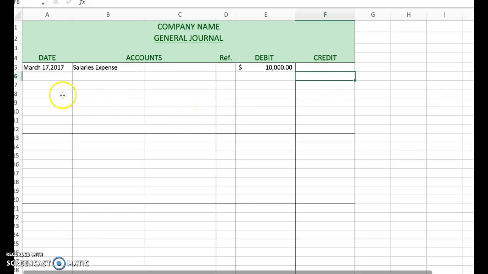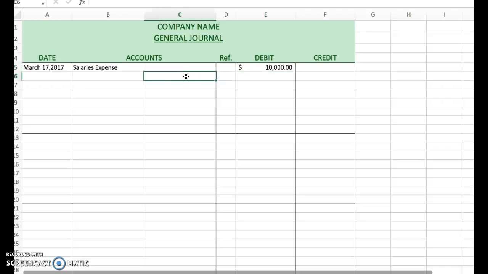But let's say on March 17, 2017, the company is making a payroll. It is paying its employees. So the debit to salary expense is still there. Let's say the total amount that employees earn would be $10,000. So that is still a debit. Now, the credit is a bit more complicated than the transaction that you originally saw on the screen.